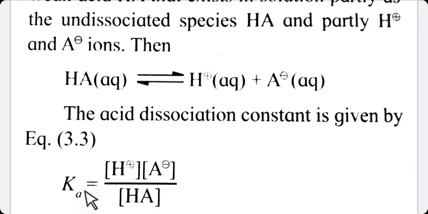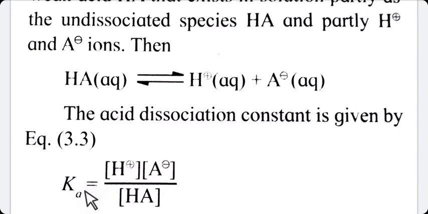So at equilibrium, the fraction dissociated will be alpha. Alpha is the degree of dissociation of the acid, and the fraction of acid that remains undissociated is 1 minus alpha. I am repeating here, student.